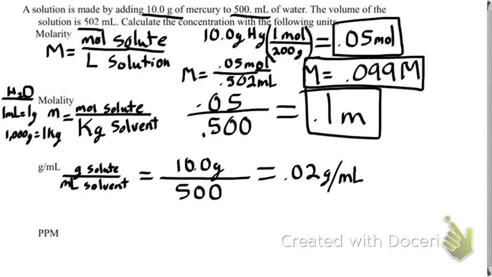Alrighty, and last but not least, we have parts per million. The equation for parts per million is parts per million, there's the bell, is equal to grams of solute divided by grams of solute plus grams of solvent.